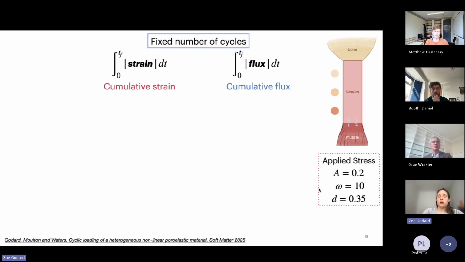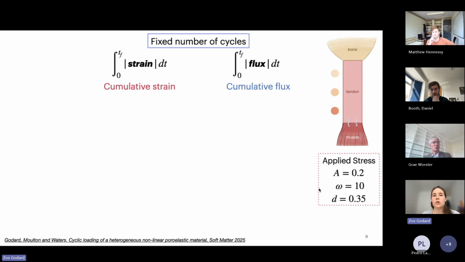Now, we've just characterized this by looking at some simulations. It's time dependent, but really what we'd like to have is more of a static figure that can sum this up. So to do that, we're going to define the cumulative strain and the cumulative flux. So we're also going to be looking at the flux response now. And by that, I'm going to take the absolute value of the strain or the absolute value of the flux and integrate it over my loading time.